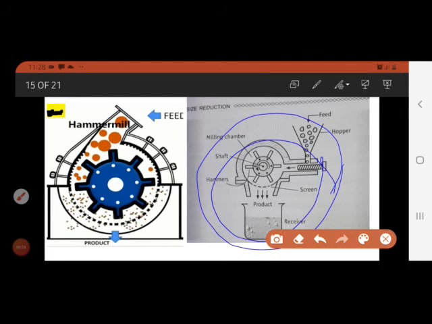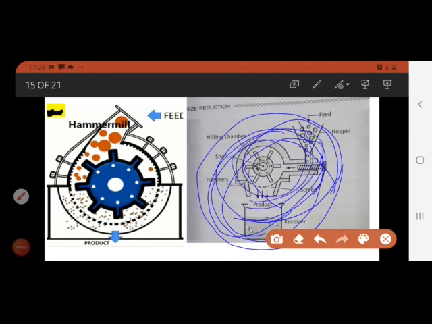Disadvantages: high speed of operation may produce heat, which will affect materials, for example thermolabile substances and drugs containing gums, fat or resins. The rate of feed should be controlled, otherwise the mill may be choked. Because of high speed operation, the hammer may be damaged if any foreign particles, like stones or metal pieces, are present in the material allowed through the hopper.